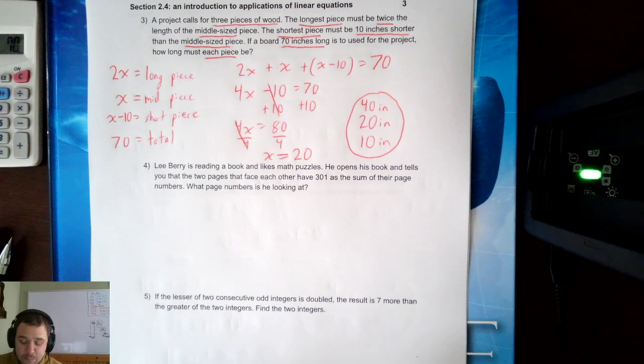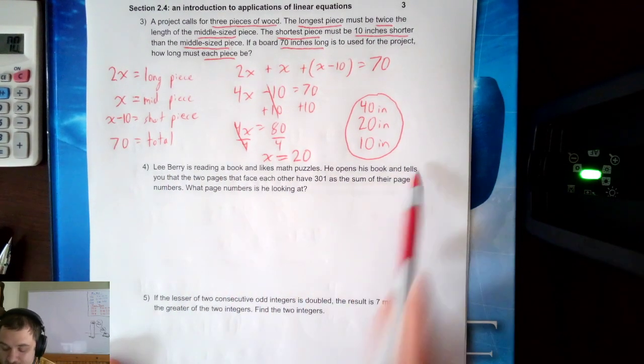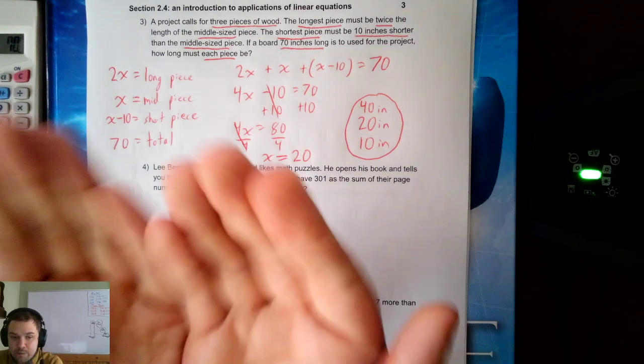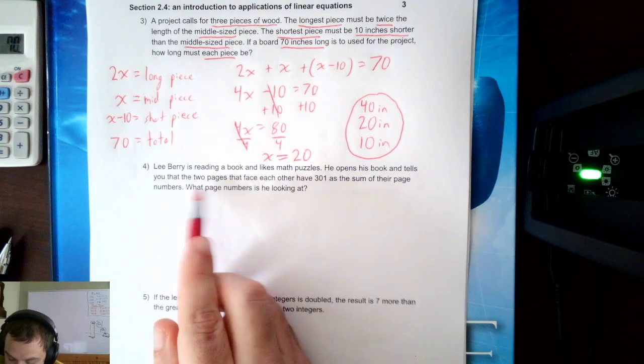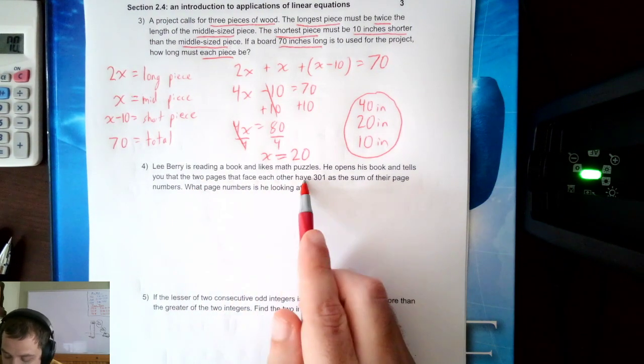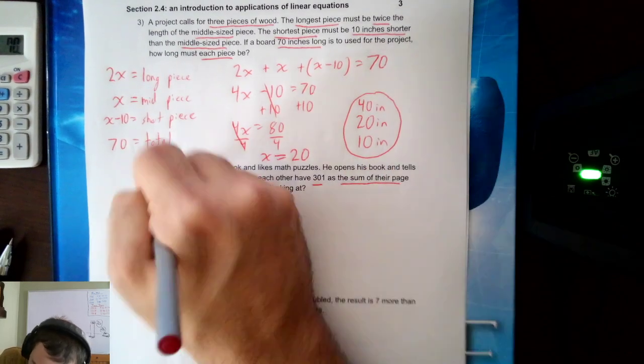Let's look at our next example. Lee Berry is reading a book and likes math puzzles. He opens his book and tells you the 2 pages he's looking at. The 2 pages that face each other have 301 as the sum of their page numbers.